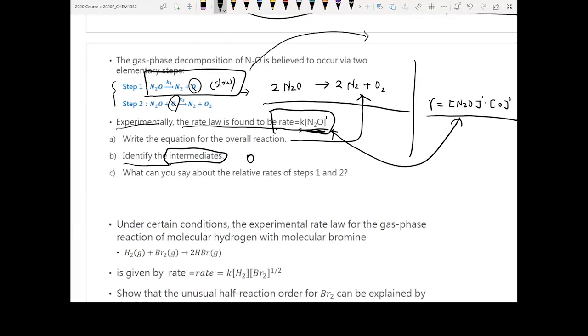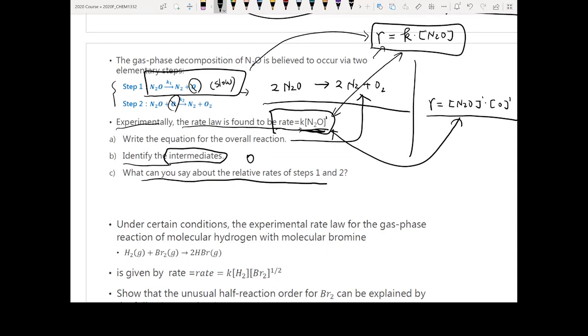Okay, if the first step is your rate determining step, the slow step, then you can write out the rate equation as just K times N2O. So if the first step is the rate determining step, then you can get the rate law that agrees with the experimentally determined one, okay? And what it tells you is the first step has to be your rate determining step. So the first step has to be the slower step compared to the second step. Okay, so what can you say about the relative rate of step 1 and 2? We know step 1 is slower than step 2.